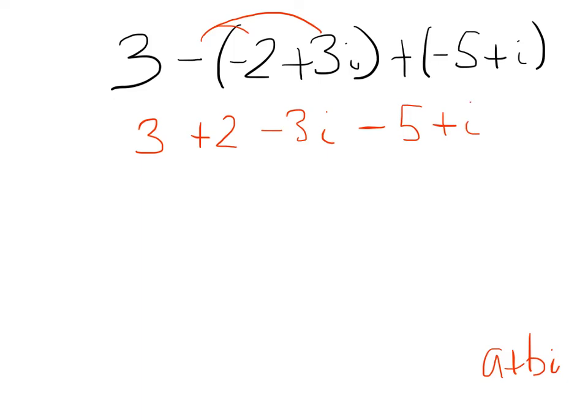Now, combining like terms, all the real numbers, I have 3 plus 2 minus 5, which gives me 0. And for the imaginary parts, I have -3i plus i, which gives me -2i, which is in the form a plus bi, and we just typically don't write the 0, so the answer to this would be -2i.